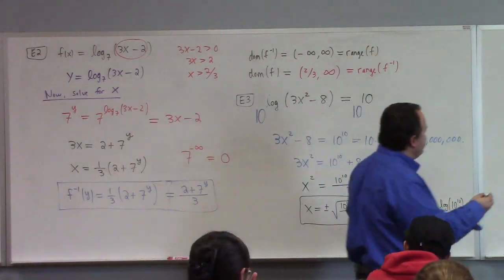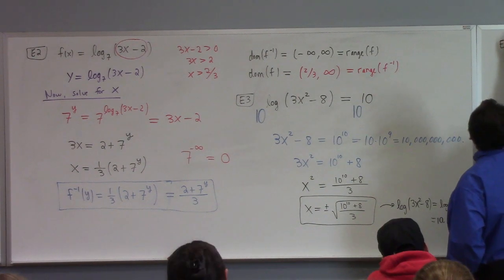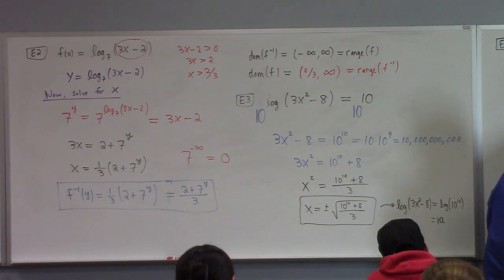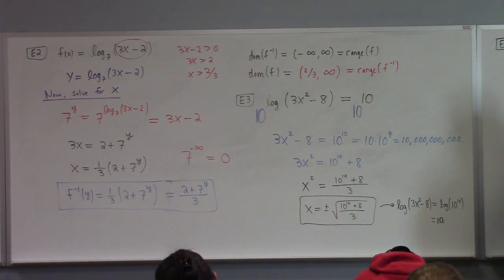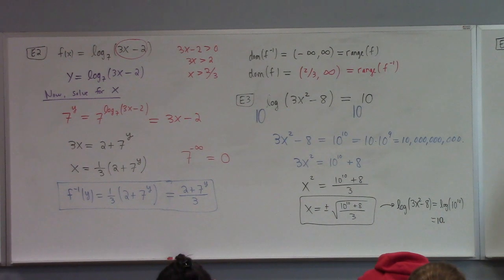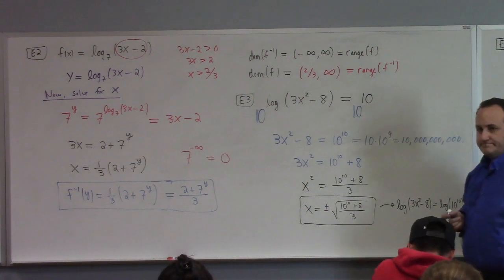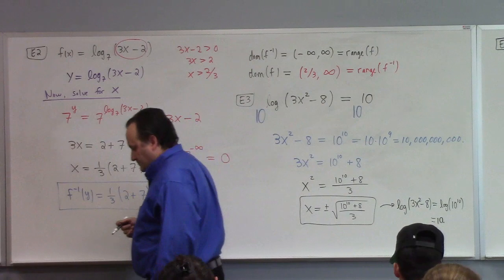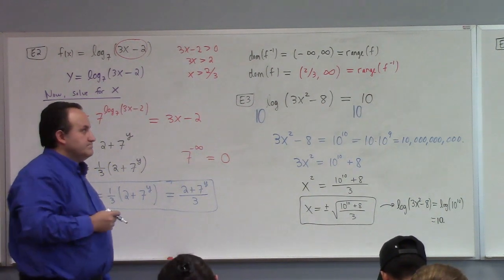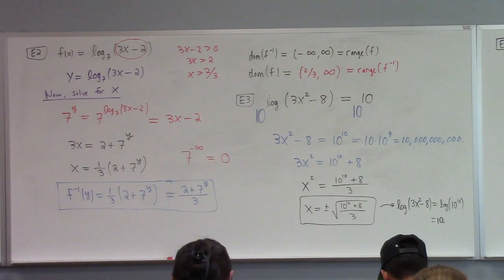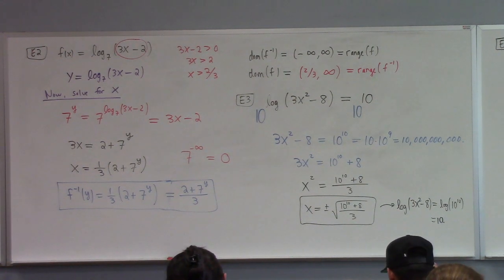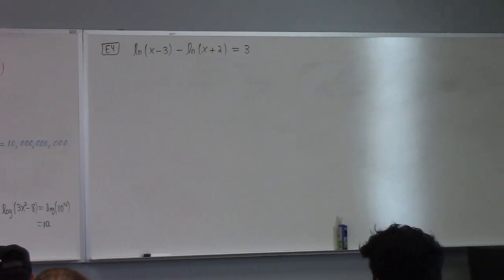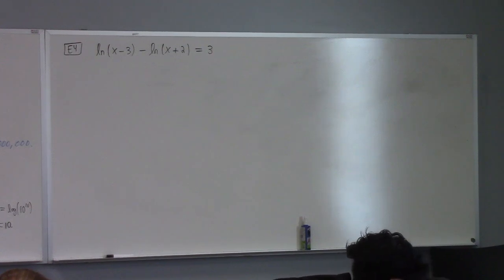All right, example 4. What if I'm up against, let's say, the natural log of x minus 3 minus the natural log of x plus 2 equals, I don't know, 3? Can we solve this? What do you guys think? What property of the logarithm should we use to simplify this one?